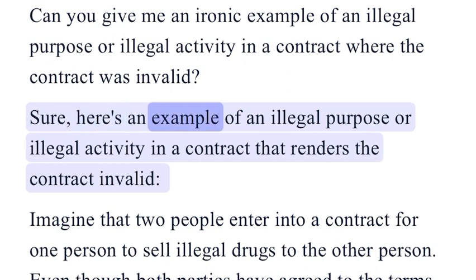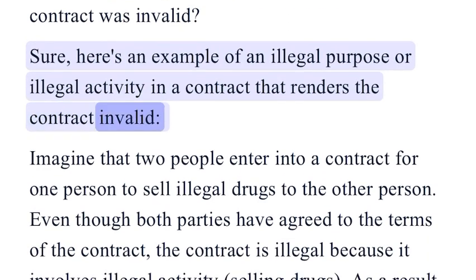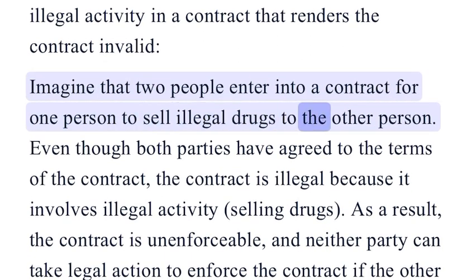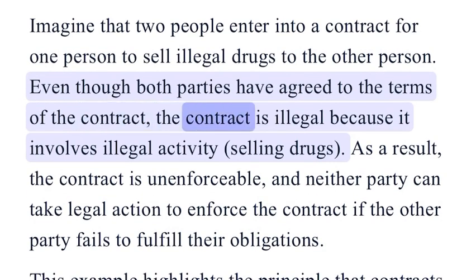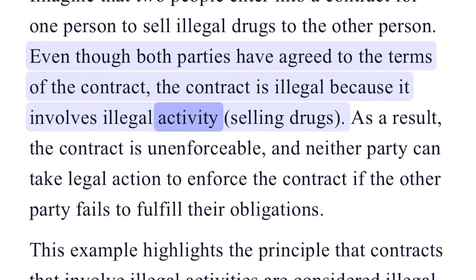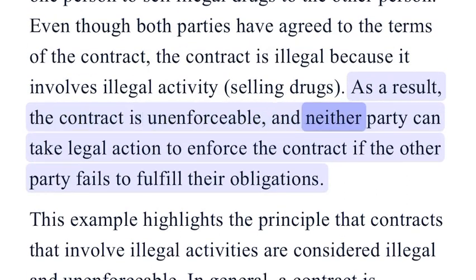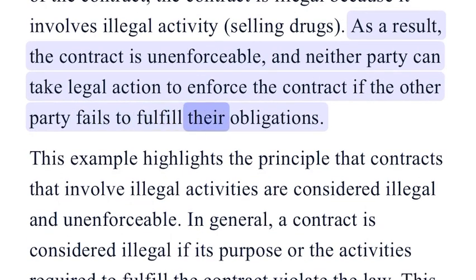Sure, here's an example of an illegal purpose or illegal activity in a contract that renders the contract invalid. Imagine that two people enter into a contract for one person to sell illegal drugs to the other person. Even though both parties have agreed to the terms, the contract is illegal because it involves illegal activity, selling drugs. As a result, the contract is unenforceable, and neither party can take legal action to enforce the contract if the other party fails to fulfill their obligations.